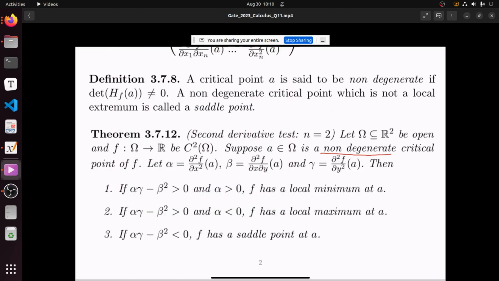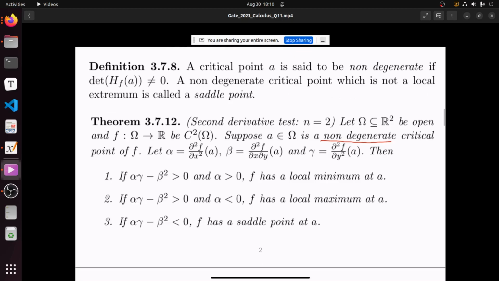Let alpha be del 2f by del x2, beta be del 2f by del x del y, and gamma be del 2f by del y2. Then if alpha gamma minus beta square is positive and alpha is positive, then f has a local minimum at A. Option 2 says if alpha gamma minus beta square is positive and alpha is negative, then f has a local maximum at A. And number 3 says that if alpha gamma minus beta square is less than 0, then f has a saddle point at A.